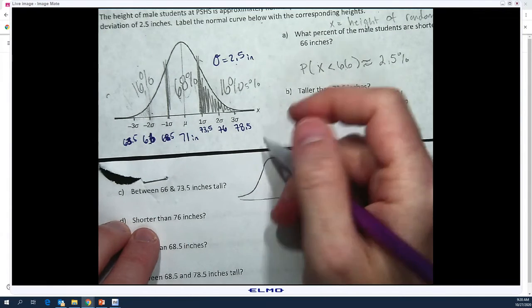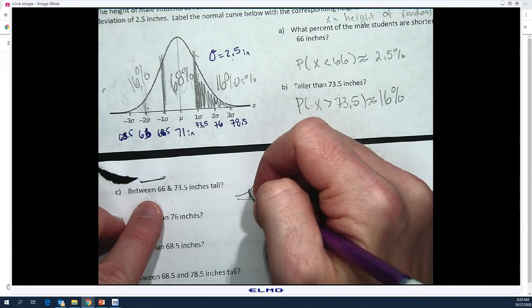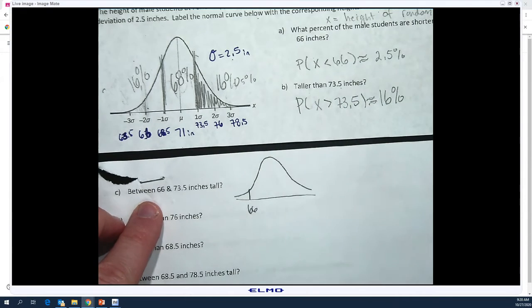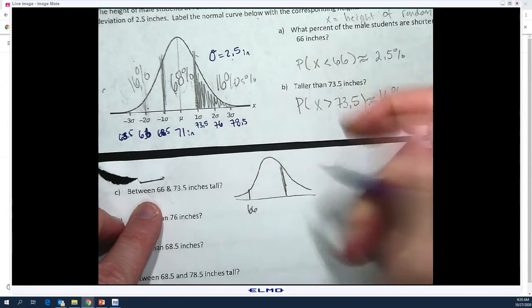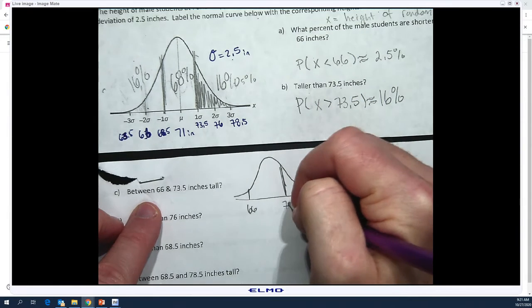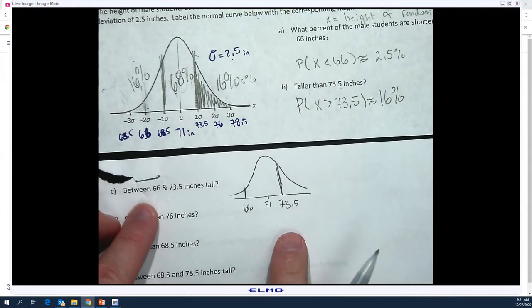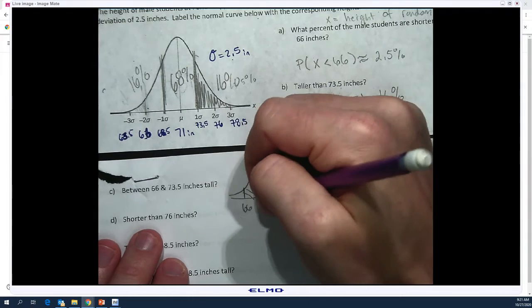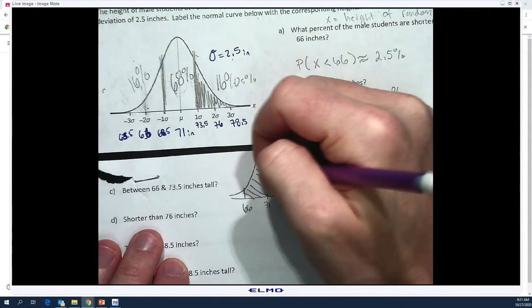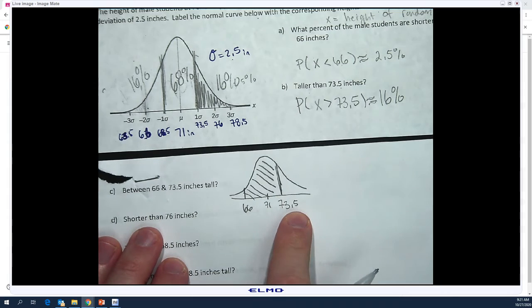So 66 inches is going to be 2 deviations to the left. So it'll be right about there. That's 66. And 73.5 is 1 deviation to the right, if we're centered at 71, like this. So this time, we want to find this area, the chance of being between 66 and 73.5.